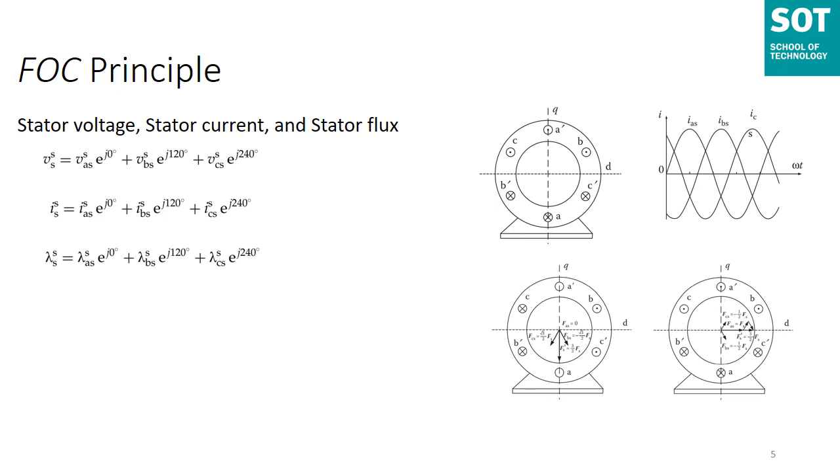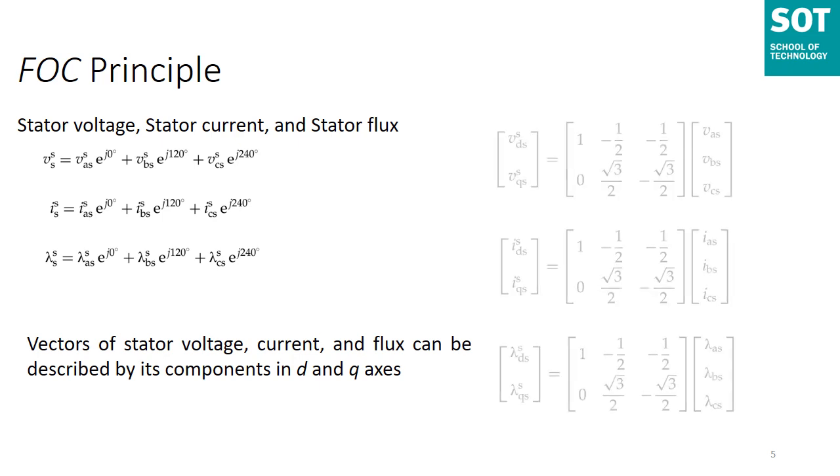And of course, the three equations you are seeing, this system of equations, you can represent in matrix form also, where Vs^s, Is^s and lambda s^s become one vector, and e^(j0), e^(j120), e^(j240) become the coefficient matrix. Now, using Park transformation, the vectors of stator voltage, current and flux can be described by their components in d-axis and q-axis form like this.